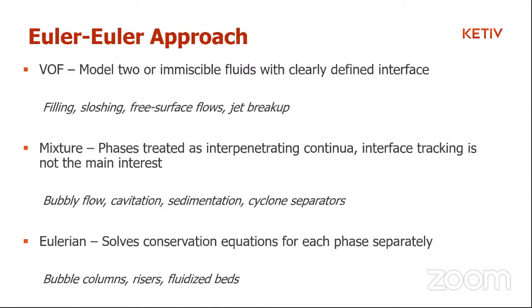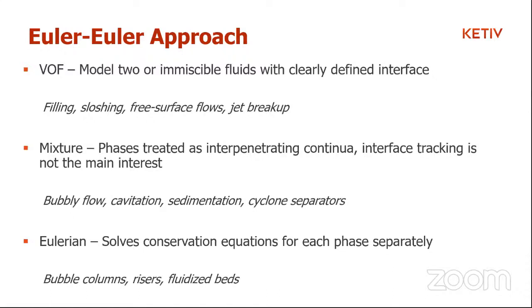In the second model, under the Eulerian approach, you have the mixture model. In the mixture model, the phases are treated as interpenetrating continua, and there may not be a well-defined boundary or interface between these phases in your domain. For example, if you're doing a cavitation problem, you're just interested in understanding which regions are cavitated. You're not really interested in the bubble boundary or the interface between the cavitating bubbles and the continuous fluid. You're just interested in understanding which concentration is more in which region of your domain. So in those sorts of situations, you would use the mixture model.